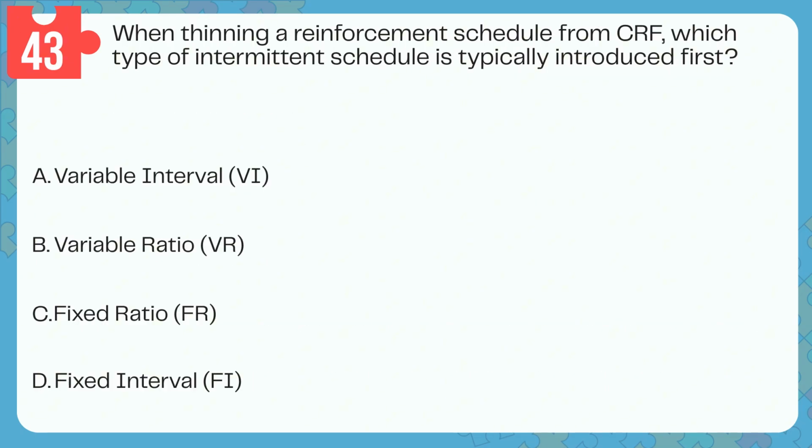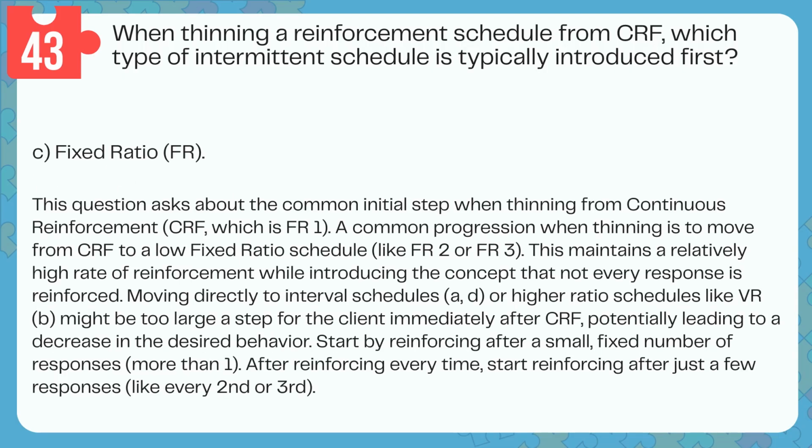Question 43. When thinning a reinforcement schedule from CRF, which type of intermittent schedule is typically introduced first? A. Variable interval, VI. B. Variable ratio, VR. C. Fixed ratio, FR. D. Fixed interval, FI. Answer: C. Fixed ratio, FR.